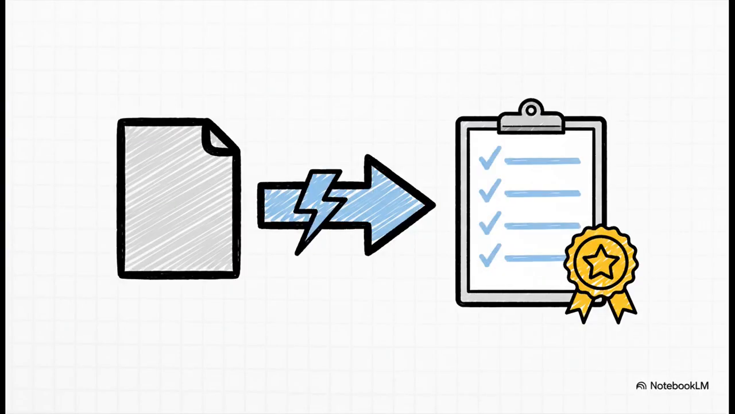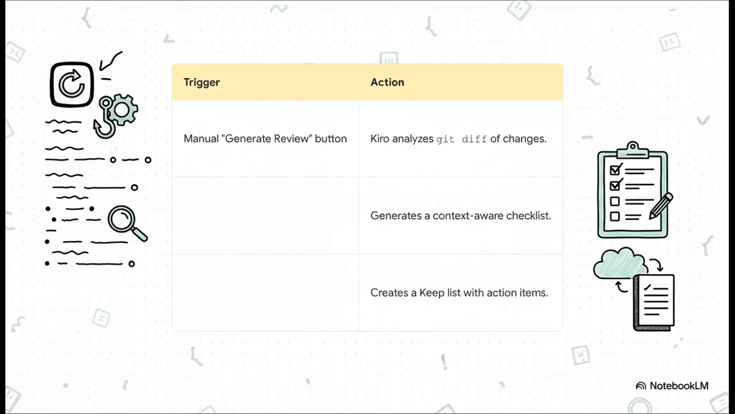Now, automation isn't just for stuff that happens in the background. It can also supercharge the things you do on purpose, like getting your code ready for a review. This next workflow is all about helping you ship higher quality code more consistently. So check this out. You've got a manual button right in your IDE. Before you're ready to commit your changes, you just click it.